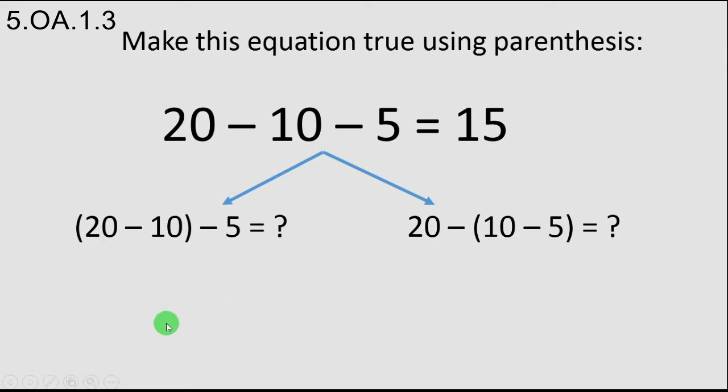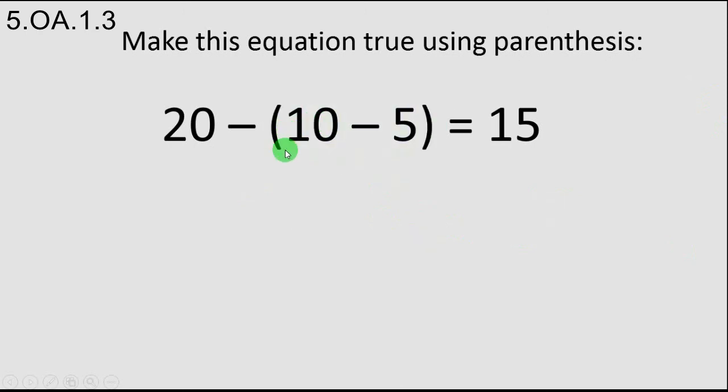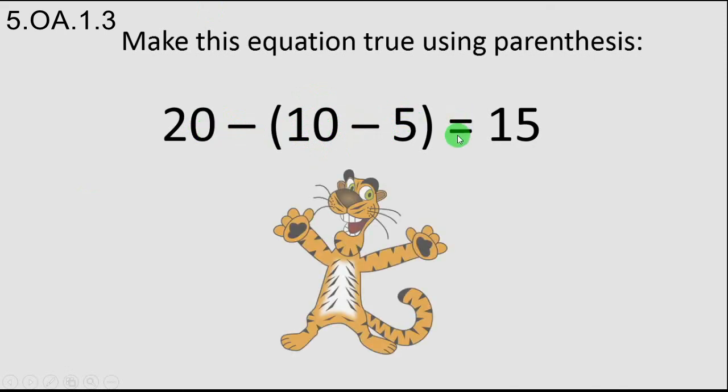In the first case, 20 minus 10, minus 5 is 5, not good. Second case, 10 minus 5 is 5, out of 20 is 15. This is good. We found the solution. This is the correct way to put the parentheses here. And now let's solve it. If we have the parentheses, we must solve the interior of the parentheses. 10 minus 5 is 5. 20 minus 5, 15. That's it.